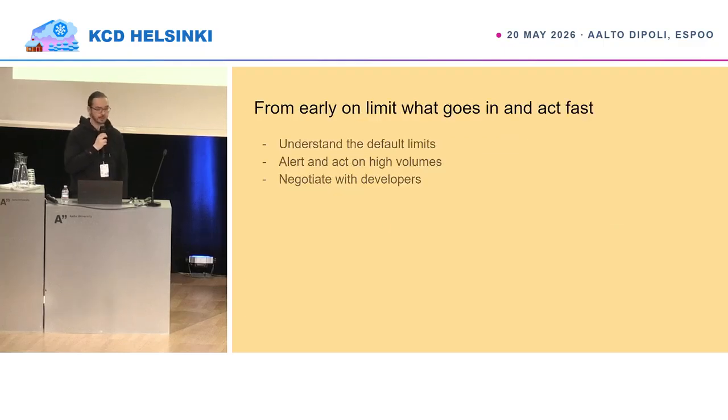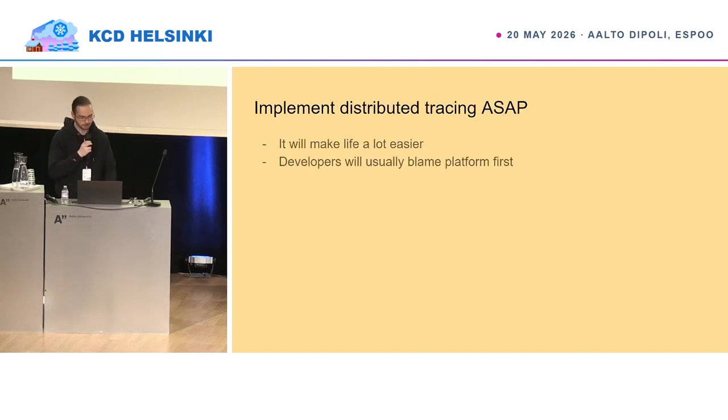And from early on, limit what goes in and act fast. Understand the default limits of your system and alert on high log volumes, and negotiate with your developers: if they are breaking your limits, ask why they are doing it, and please don't do it, and if it makes sense, then change your limits.